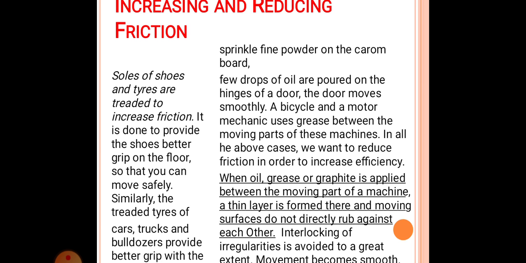While playing carrom board, we sprinkle a fine powder to reduce the friction. A few drops of oil poured on the hinges of a door reduce the friction. A bicycle or motor mechanic uses grease between the moving parts of machines to reduce friction. When oil, grease or graphite is applied between the moving parts, a thin layer is formed between the surfaces in contact. Thereby one body slides on another body, which reduces the interlocking and the friction.